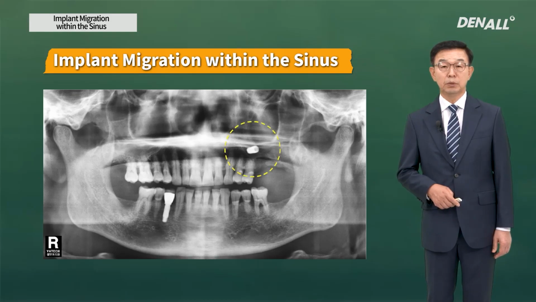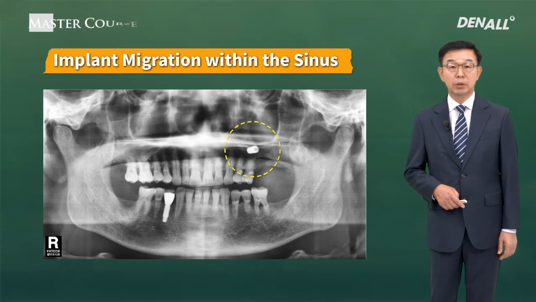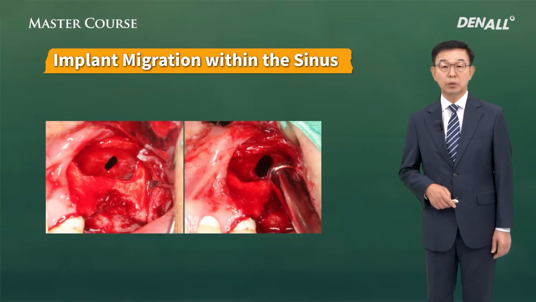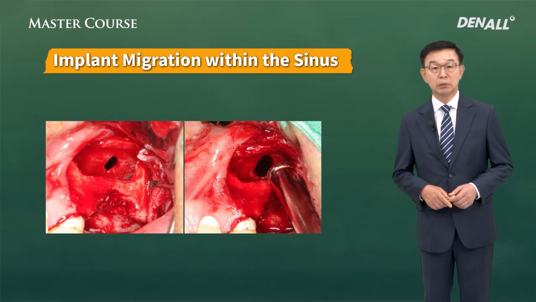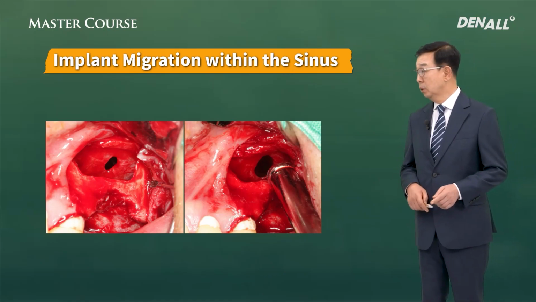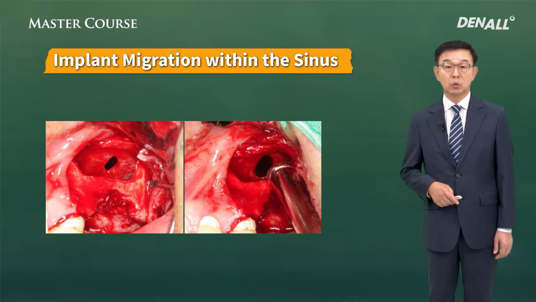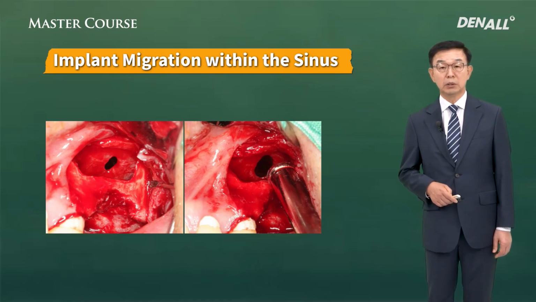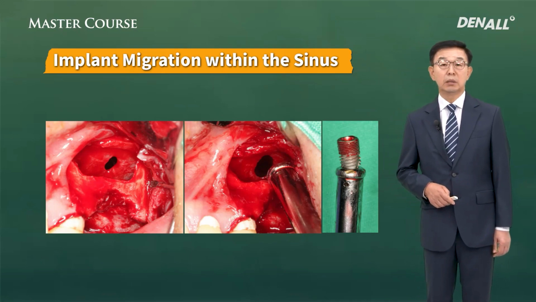In the case of this patient in number 20, the implant migrated into the sinus. Lateral window approach was taken. Because I needed to remove the implant, I perforated the sinus membrane intentionally. You need to use a large size suction and insert it in the sinus. When you turn it on, with negative pressure, the implant comes out.